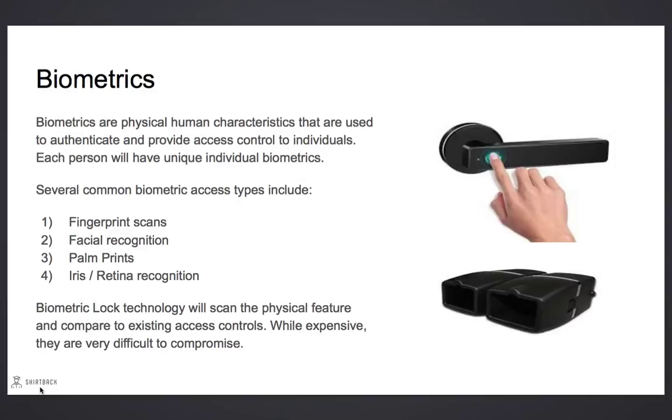Biometrics are physical human characteristics used to authenticate and provide access to individuals. Each person has unique individual biometrics. Several common biometric access types include fingerprint scans, facial recognition, palm prints, and iris or retina recognition.